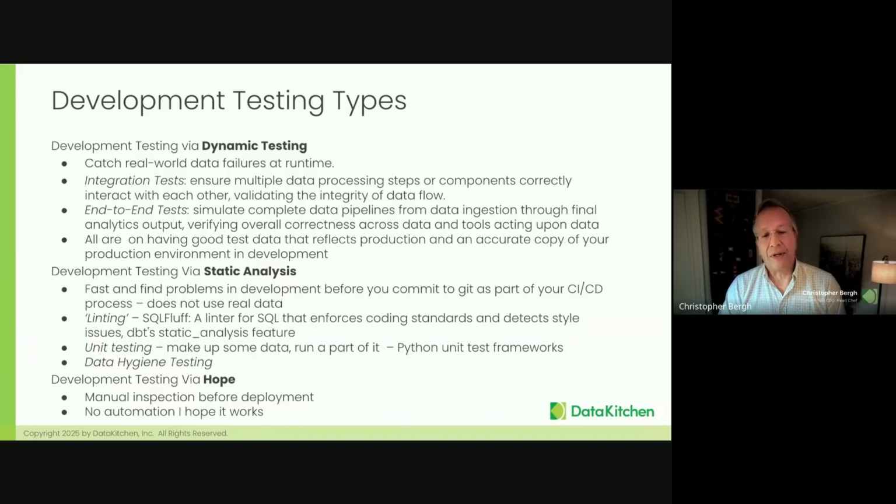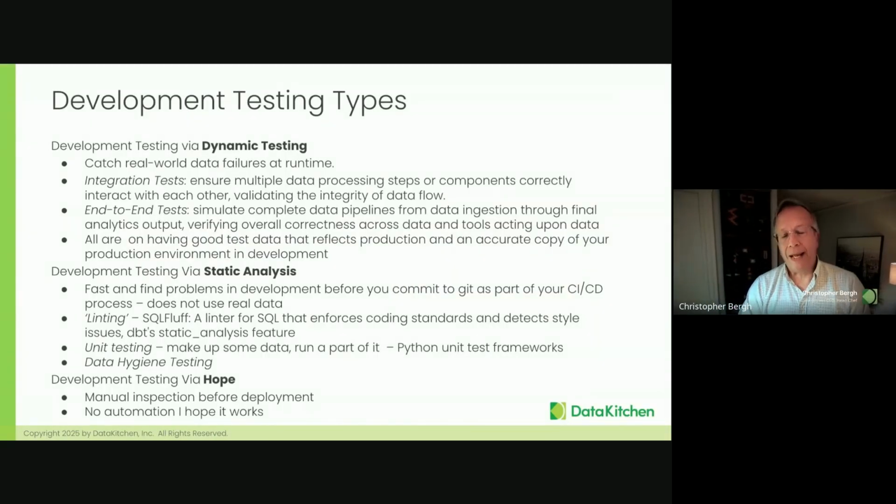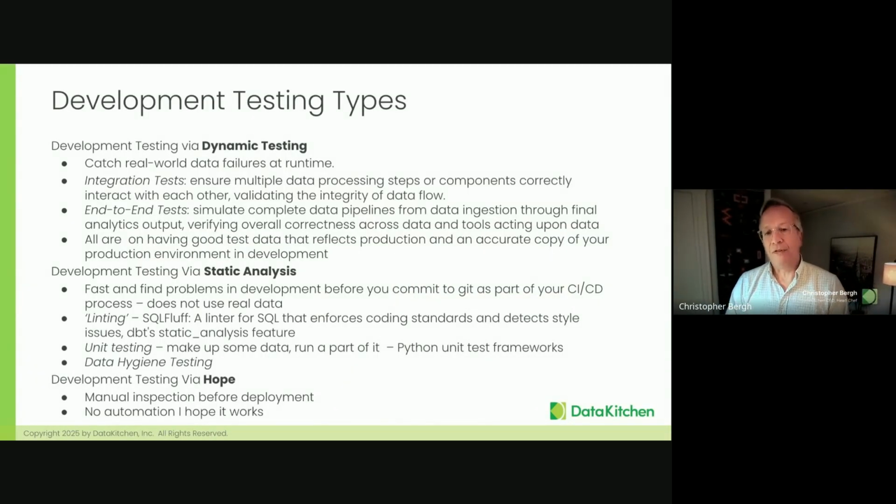And then development testing. I think at least the first two are not mutually exclusive. So you want to catch real world failures at runtime. That means integration tests, or what are called end-to-end tests. So I'm pouring in realistic test data. I'm running the system in development, and I've decorated that system with a bunch of checks across each step, across each tool, and I've got good coverage on it. That's dynamic testing: real data against a real system with tests in a development environment.